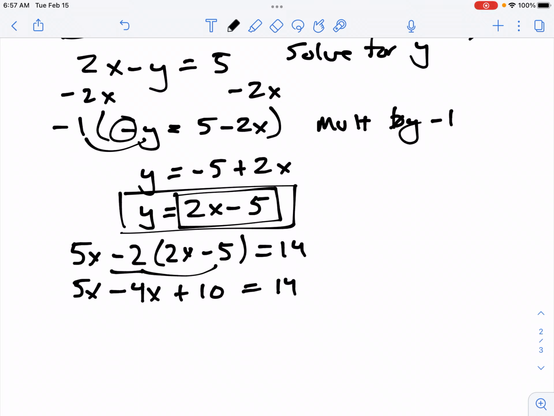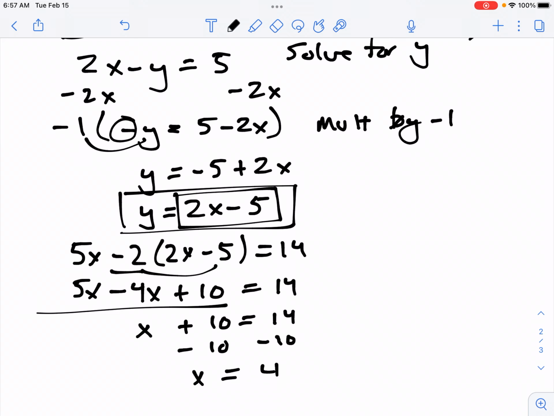So before we start moving things around, I have students that like to start moving things around right away. Before we do that, let's collect like terms on this side. I've got 5x and negative 4x, and that's going to give me 1x. So now I have x plus 10 equals 14. Suddenly this looks very familiar, very easy. We know how to do this. Subtract 10 from both sides, and then you get x is equal to 4.